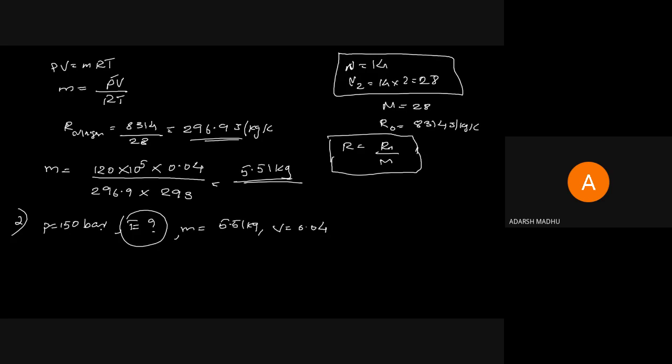Every value is given, so using the equation PV equal to MRT, again you can find the value of T. T equal to PV by MR. Pressure is 150 bar, that is 150 into 10 power 5, into volume 0.04, divided by R into M. R is 296.9, into M 5.51. You will get the temperature also.